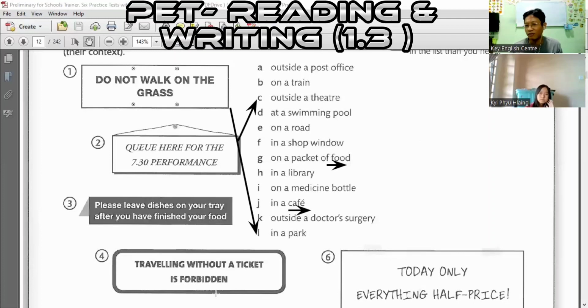Possible. On a train, because it's traveling. Traveling here on a train, on a road, impossible. On a train, yeah. So number four is on a train. Okay, so we are down to number six.